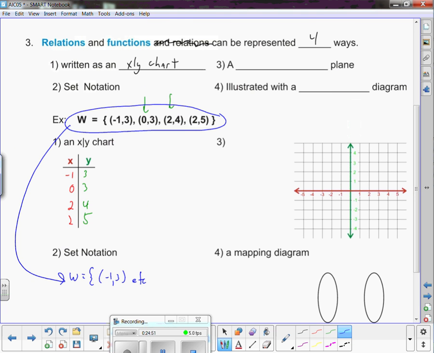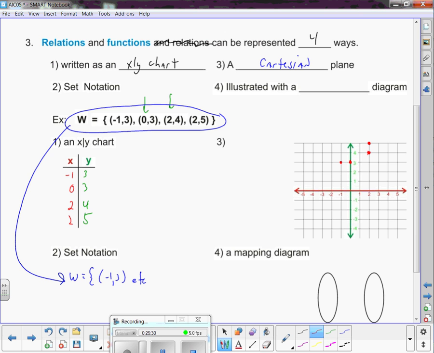The third: How can you show a relationship or a function? You can show it with a Cartesian plane. What's the other name for a Cartesian plane? Also called a coordinate plane, right? Same thing. Hey, what would you do with this? You would plot the points. So let's go negative 1, 3, 1 left and 3 up. Put a point. 0 x and 3 up. Put a point. 2 to the right and 4 up. Put a point. 2 to the right and 5 up. Put a point.